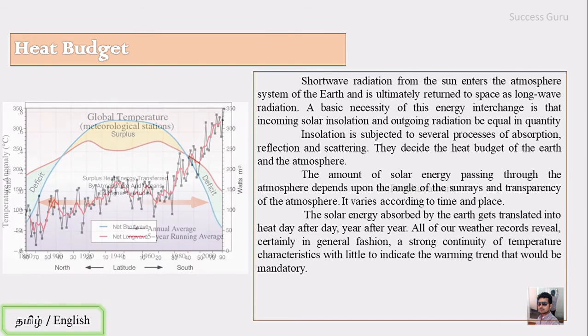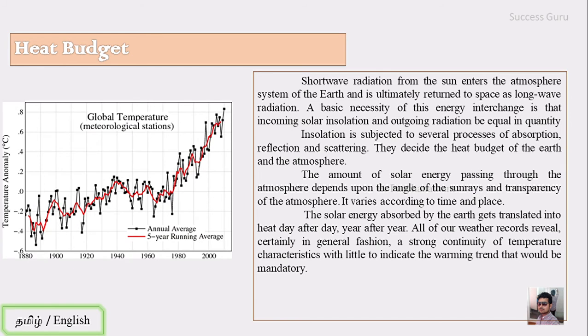So the solar energy absorbed by the earth gets translated into heat day after day, year after year. And all our weather records reveal that, in a general fashion, there is a strong continuation of temperature characteristics, with a little to indicate the warming trend. You can see that in the left side graph. Here is a graph of the global temperature from say 1880 to 2000. The overall trend shows there is an increase in the global temperature.